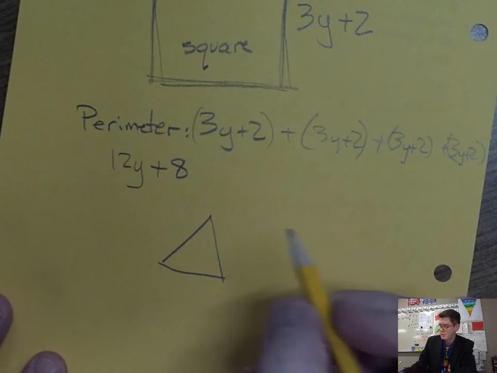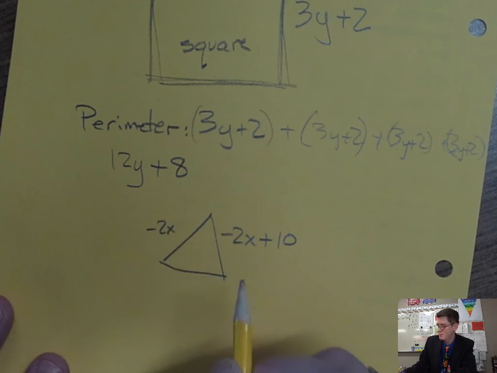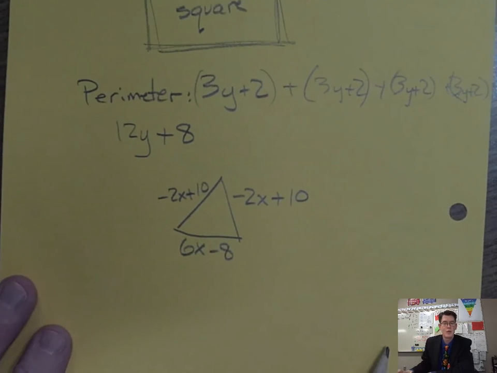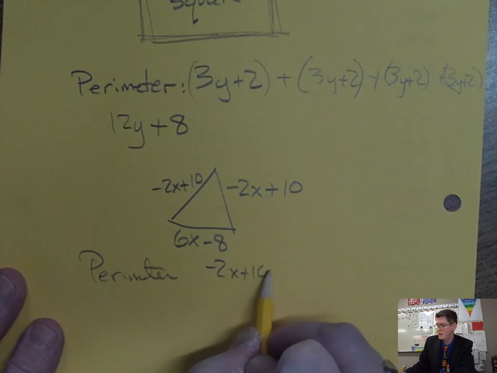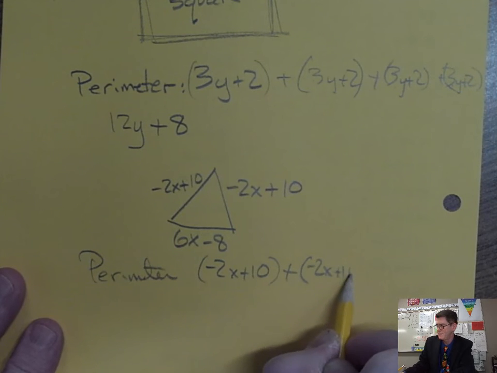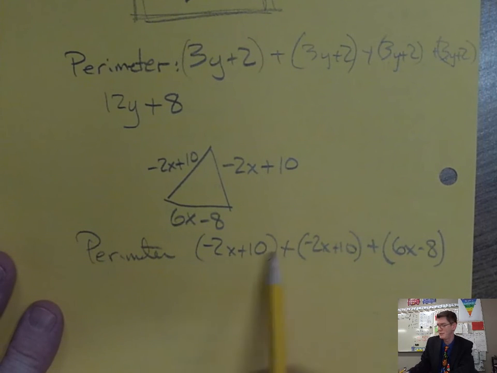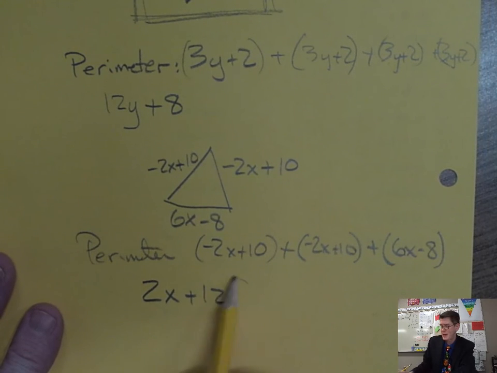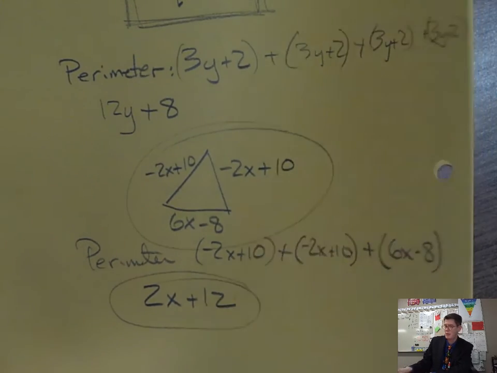So we've got a triangle, and this one is a negative 2x plus 10, and this one is a negative 2x plus 10, let's say it's an isosceles triangle. This one is a 6x minus 8. What is the perimeter? To find the perimeter of the triangle, you can add the sides together. We have negative 2x plus 10, one side, plus another side, plus another side. Then you just add them together. Negative 2 plus negative 2 plus 6 is 2x's. You can use your calculator. And 10 plus 10 is 20 minus 8 is plus 12. So that's the total perimeter when you add all those three sides together. That kind of idea will come up.